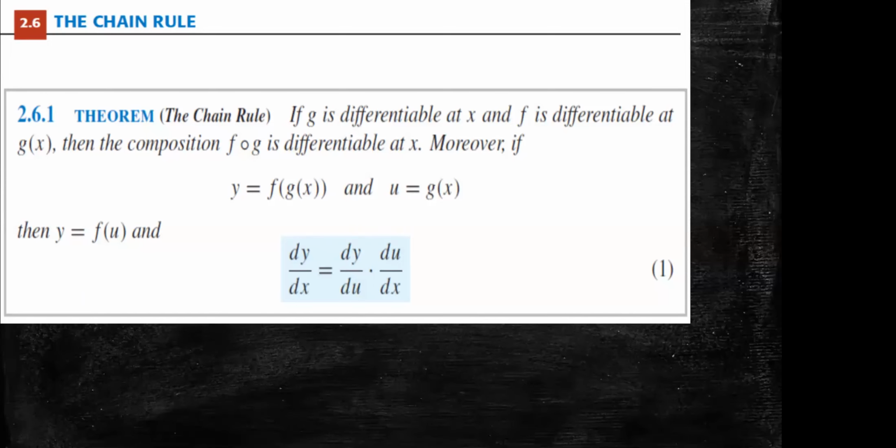The chain rule. We said that if we have a complicated function and we want to find its derivative, we use the chain rule. If we have f of g of x, a composite of f of g, we say that dy over dx is dy over du times du over dx. So the first step, we suppose that the complicated part is u. Then we find the derivative of y with respect to u. Then we find the derivative of u with respect to dx.